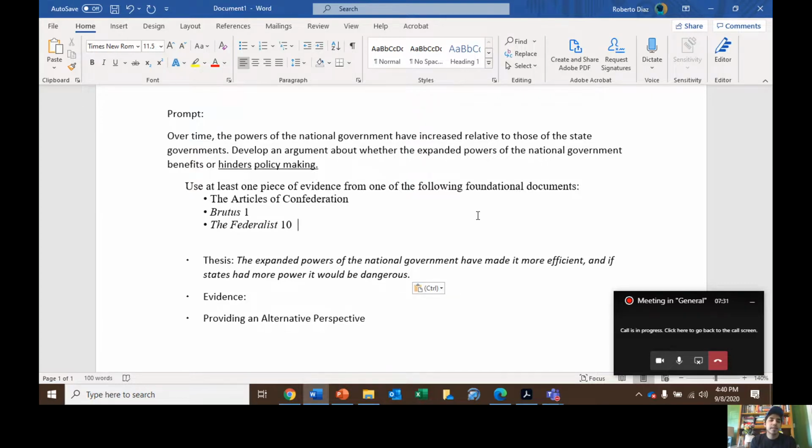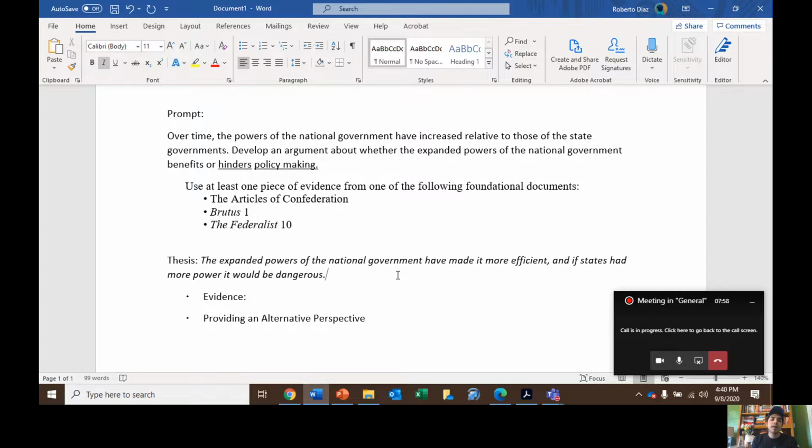Thesis. So the thesis that I didn't come up with, that College Board did, says the expanded powers of the national government have made it more efficient. And if states had more power, it would be dangerous. Right? And so that's the trend, right? So this is the idea. This is more an essay modeled on efficiency and less on abuse of power.